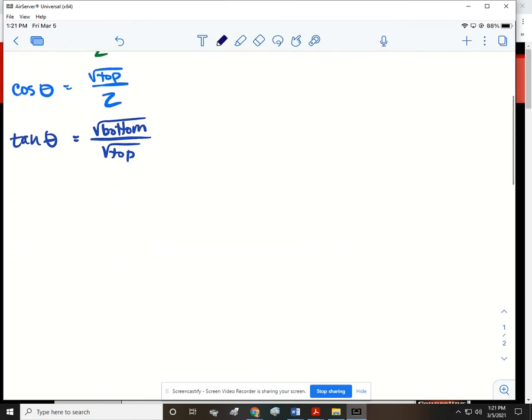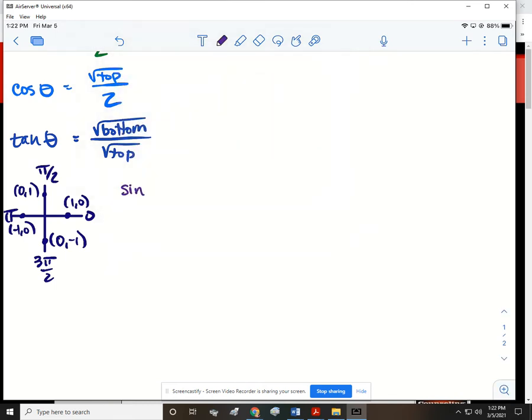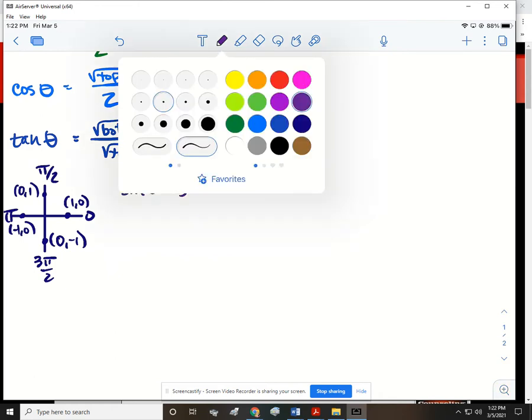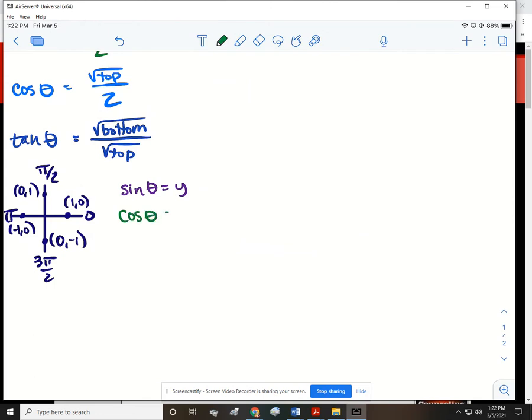We also need to know the quadrant angles. And the quadrant angles are 0, pi over 2, pi, and 3 pi over 2. And the ordered pairs at those angles are (1, 0), (0, 1), (-1, 0), and (0, -1). And if we are going to use that to find the sine of an angle, we're just going to give the y. To find the cosine of an angle, we're going to use the x. And to find the tangent of an angle, we're going to do y over x.